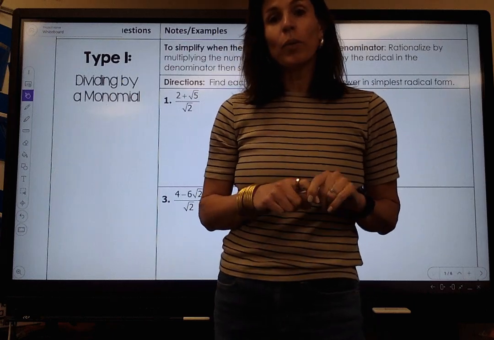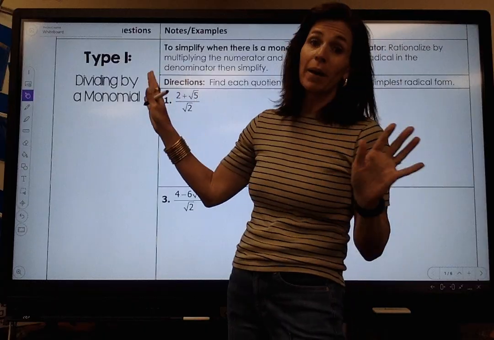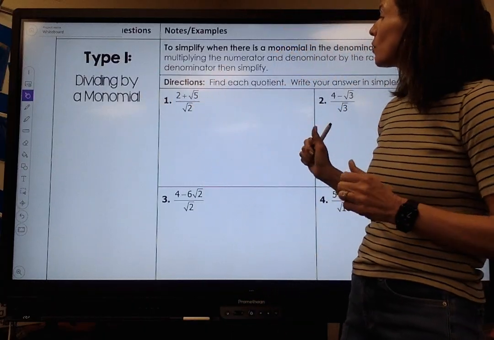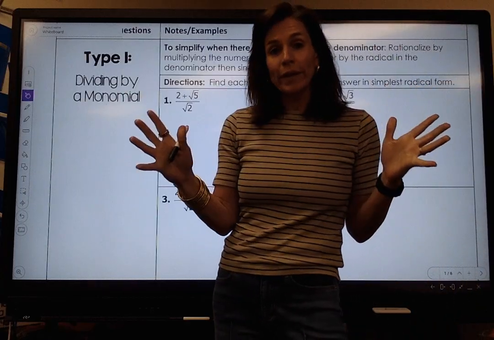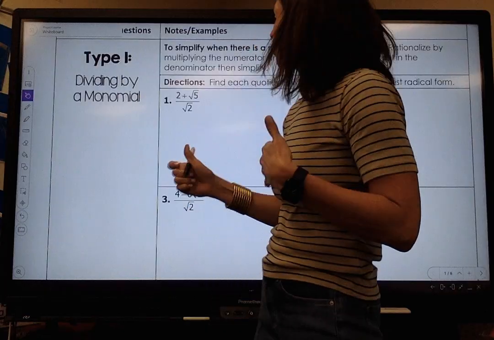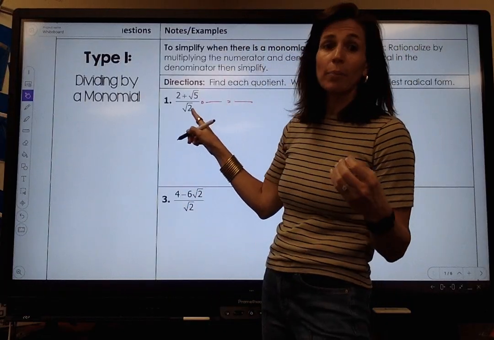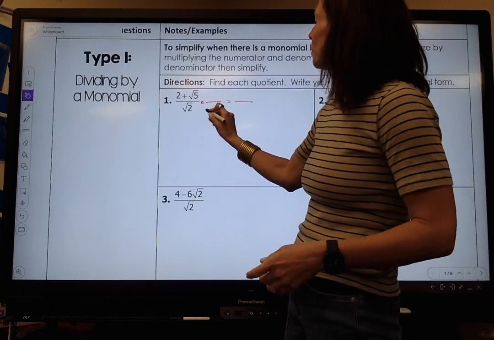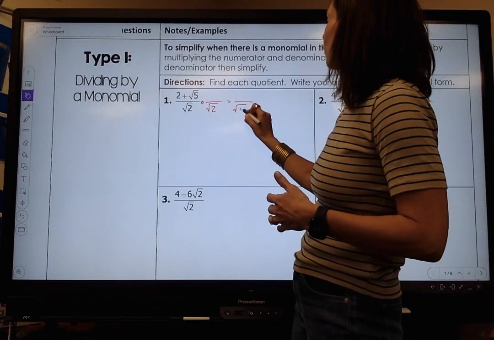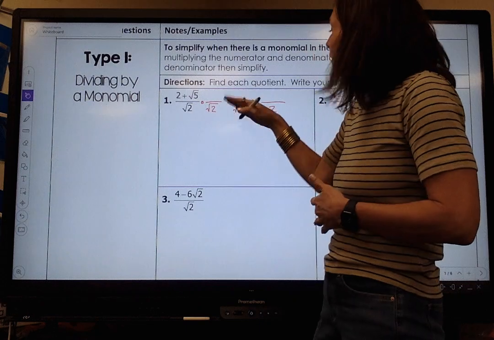Okay, in this section, we are going to divide radicals by a monomial when we have a radical in the denominator. So remember, the only rule is you can't have a square root in the denominator. So you want to multiply it by something that will create a perfect square. So if I multiply square root of 2 times square root of 2, that's going to give me square root of 4, which makes it 2. And I've gotten rid of my radical.